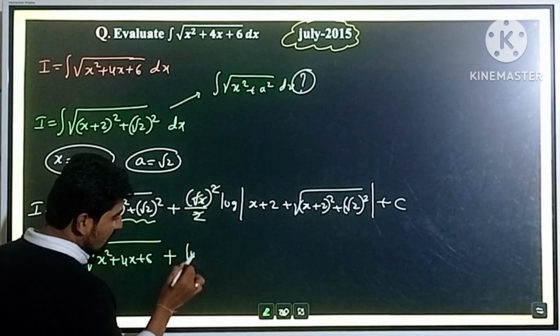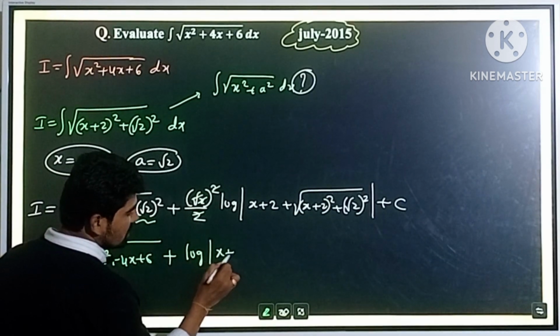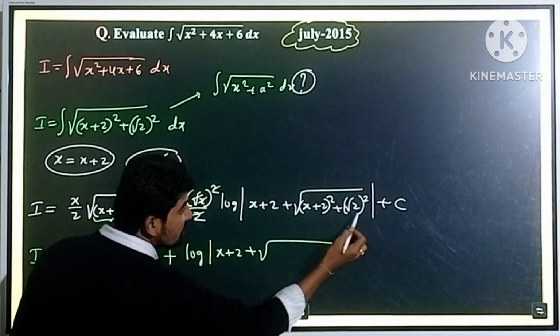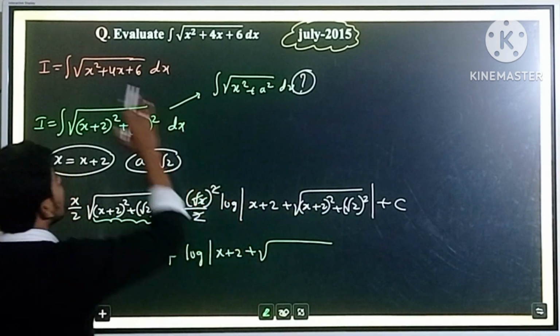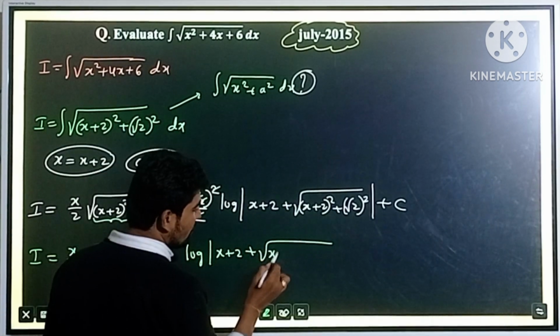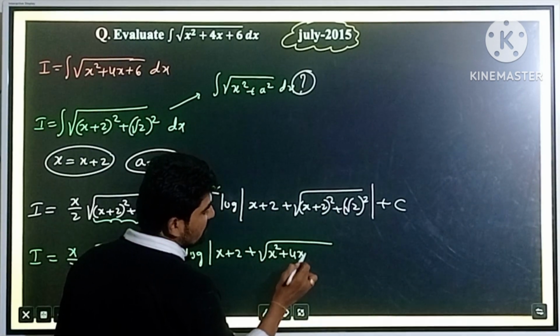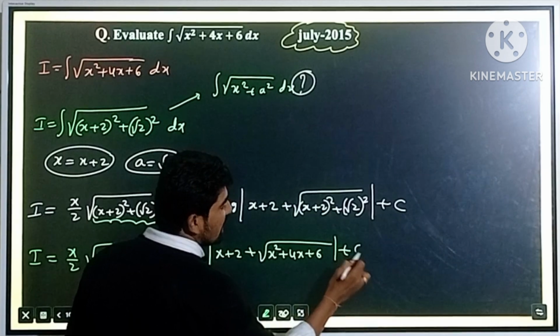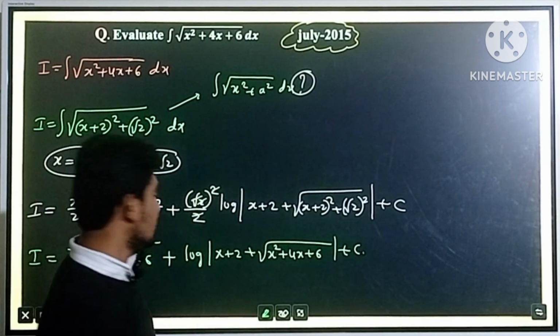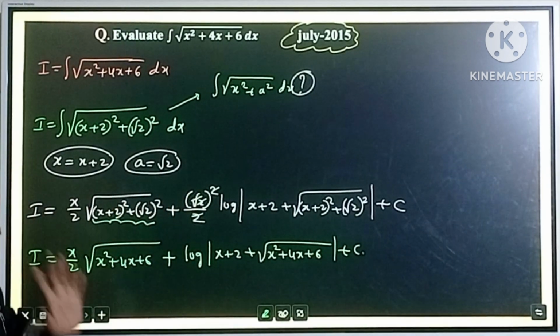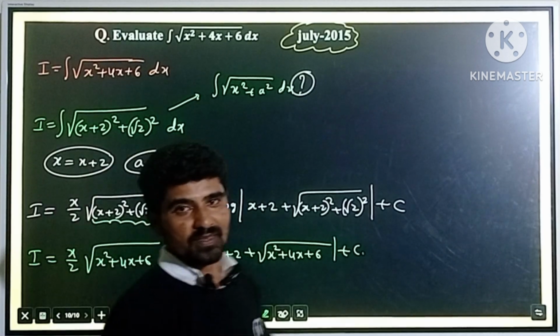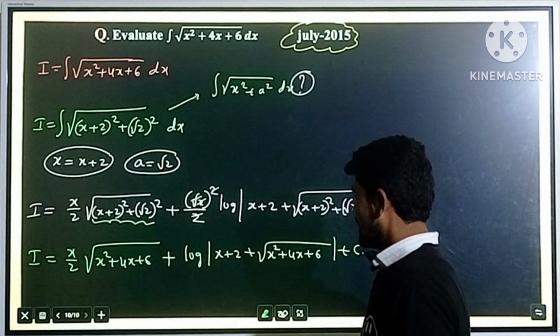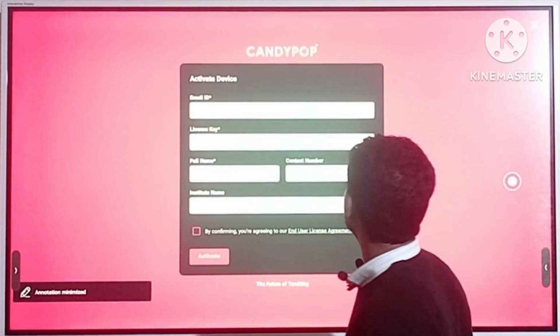So 1 into log of x plus 2 plus the square root of the same thing. This is obtained from this quadratic expression. Therefore, it can be replaced by x square plus 4x plus 6, plus the integral constant c. And this is the final required answer for this given integration problem. I hope all of you understood. Now, let's start the next question.